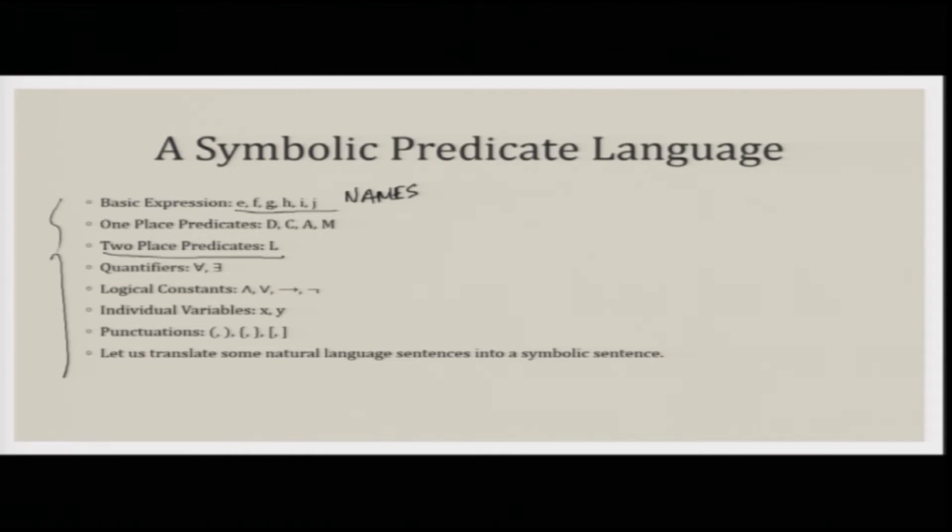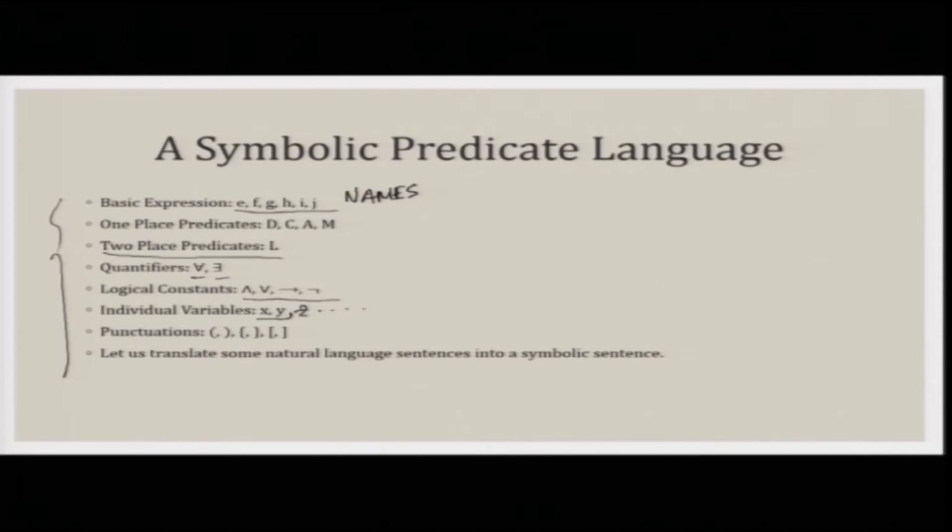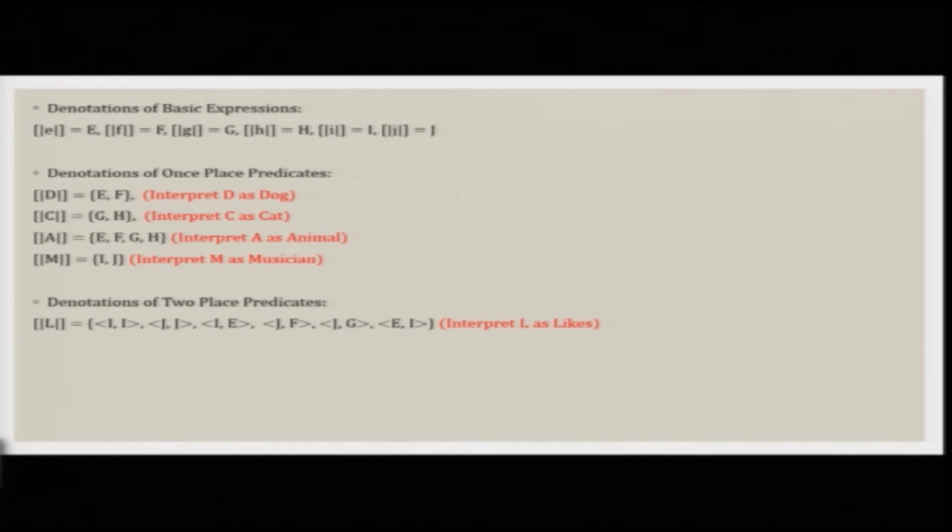And the third component is the two place predicates. We just have one, that is L, and it is a relation between two things. And then we have two quantifiers, all and some. We have the logical connectives, the logical constants we already know about, and now we need individual variables, like x, y, z and such. Ideally, we need an infinite supply of variables, but it is enough to start with just two or 3 variables. So, we have chosen x and y, and we need the punctuation. They are all the brackets, the round bracket, the flower bracket, the square bracket and all that stuff. Now we are in a position to translate some sentences into symbolic sentences.